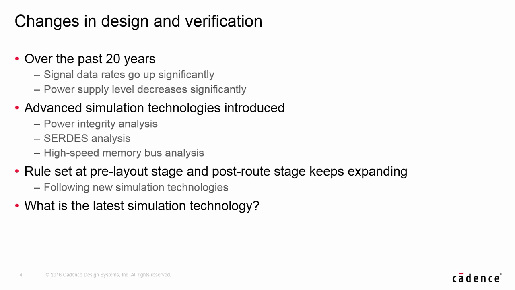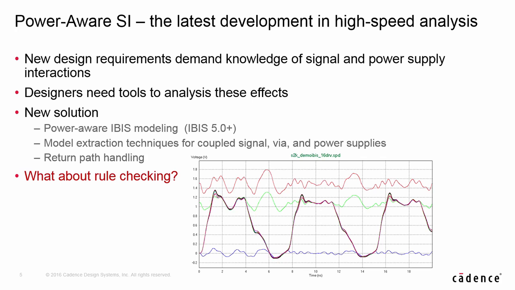Over the past 20 years, as technology advances, signal rate goes up and the power supply level goes down, and new simulation methodologies introduced like PI analysis, SerDes analysis, and high-speed memory bus simulations. More rules are introduced. For example, decoupling capacitor displacement rules for PI application and differential signal rules for serial link designs. With smaller noise margin on signal and power supply, designs today require simulation result of signal and power iterations. The new simulation technology is supported by power-aware IBIS modeling, signal power extraction, and return path handling. On rule checking side, however, there is really no rules set yet.